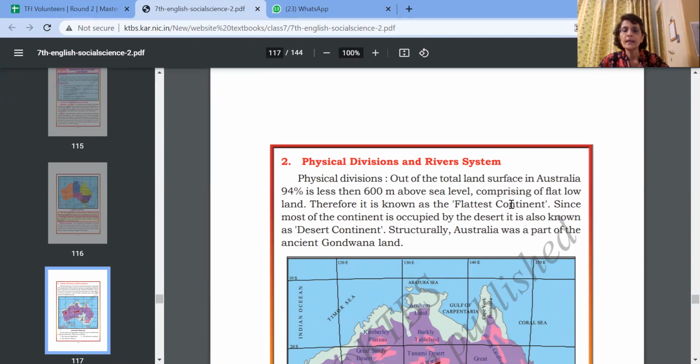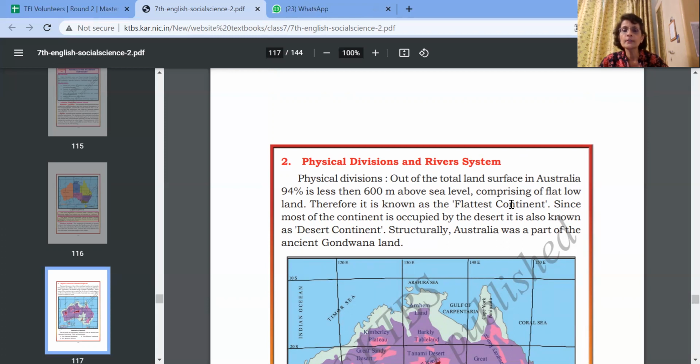That means that 94% of Australia is basically more or less at sea level. So it is very flat land. There are not too many mountains and highlands and stuff like that. So most of the continent is flat. So that is why it is known as the flattest continent.